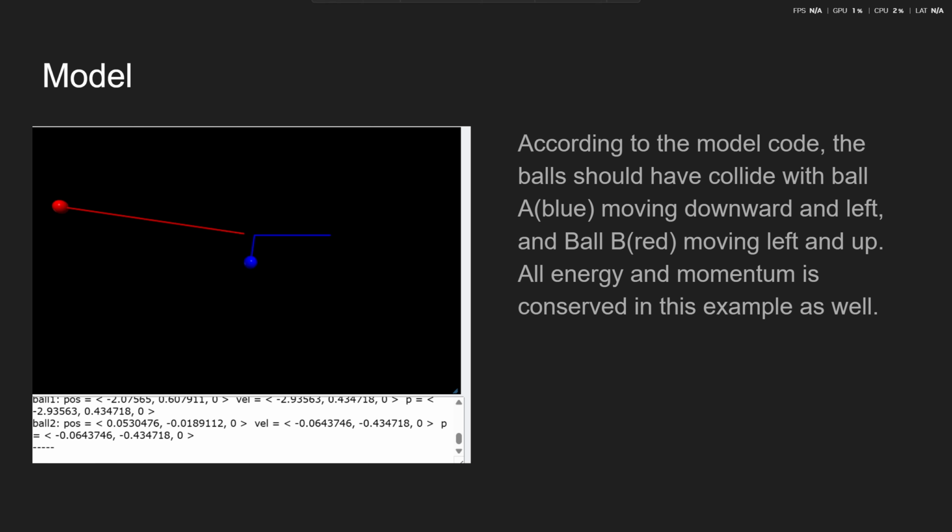The model, originally based on the initial data, shows that ball A, which is this blue ball, would hit the ball and then go downwards, while the red ball, or ball B, would go up and to the left. However, as you can see, while the ball was rolling, it did change velocities, so it hit at a different angle, leading it to not look like this.